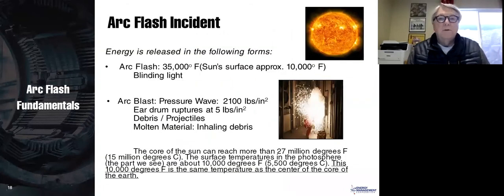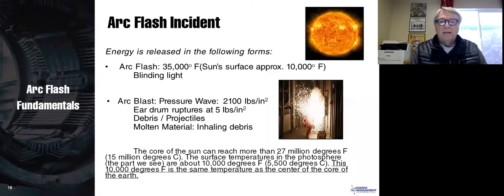Now, just a couple of those things. How hot is 35,000 degrees? That's not something that I have a good feel for. And so the best example I have of that is that the sun's surface is approximately 10,000 degrees Fahrenheit. So that arc flash is 3.5 times as hot as the surface of the sun. And of course, you have a blinding light, and you have things that can cause third-degree burns almost instantaneously. Now, this has nothing to do with arc flash, but I think it's very interesting that the core of the Earth is about the same temperature as the surface of the sun.